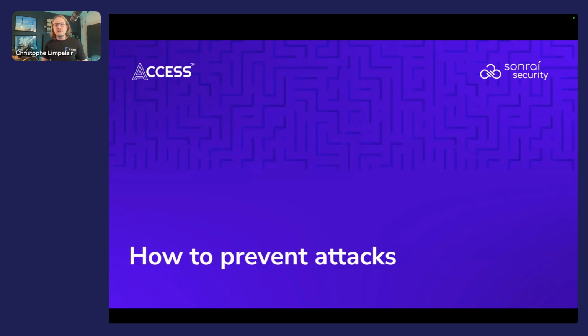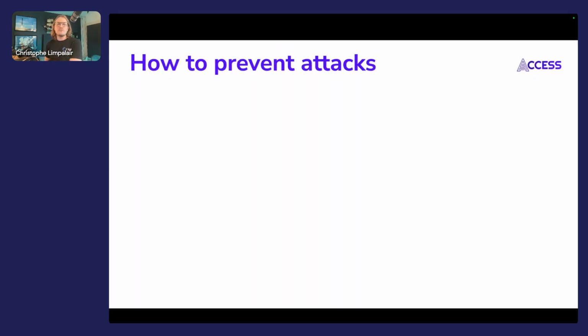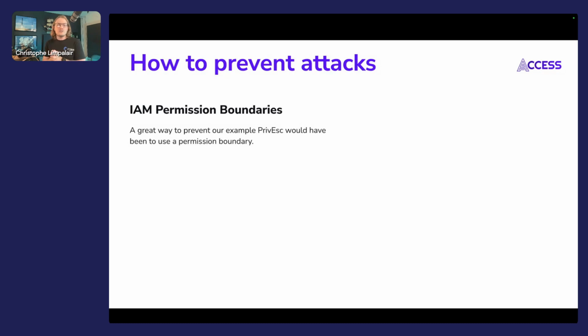But finding them, detecting them, understanding them is very different from actually preventing the attack. So once you find them, how do you prevent these attacks? Or even without finding them, how do you prevent them from happening in the first place? One of the best ways, and I'm seeing more people using permission boundaries, but I think it's still a topic that some folks struggle with a little bit, but a great way to prevent PrivEscs and the exact PrivEscs that I showed you today is using IAM permission boundaries.